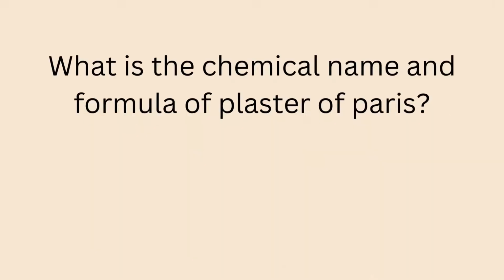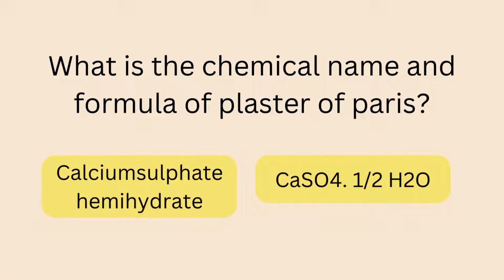What is the chemical name and formula of plaster of Paris? Answer, calcium sulfate hemihydrate. Calcium sulfate chemical formula is CaSO4 and hemihydrate. Hydrate is H2O. Hemi is in the sense of half of the water molecule, that is CaSO4 dot half H2O, 1 by 2 H2O. The chemical name is calcium sulfate hemihydrate and the chemical formula is CaSO4 into half H2O.